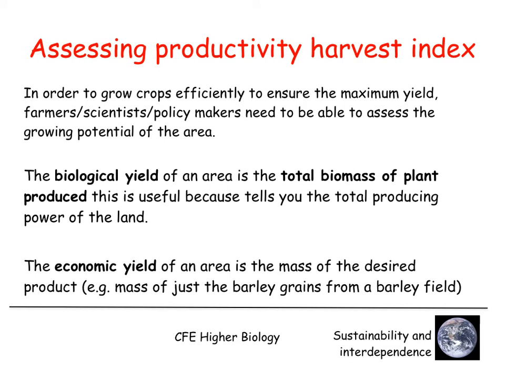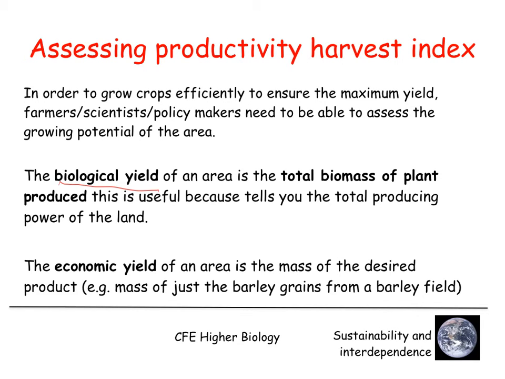Now, if you want to assess the productivity of a harvest, then you can do that using something called a harvest index. And I'm just going to go through how that is done. So for crops to grow efficiently and to make sure that you're getting your maximum yield from them, you want to be able to assess the growing potential of an area. So we've got this term here, the biological yield, and the biological yield of an area is the total biomass of the plant produced. That is useful because it tells you the total producing power of the land.